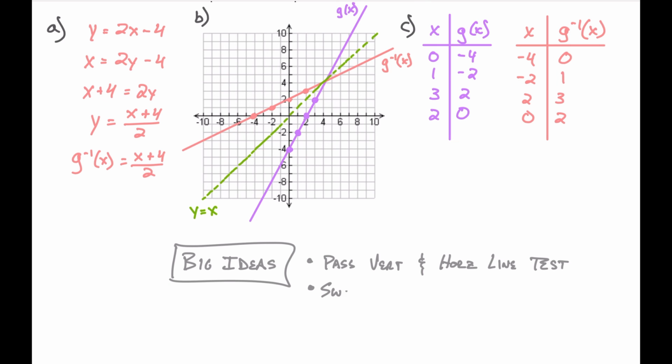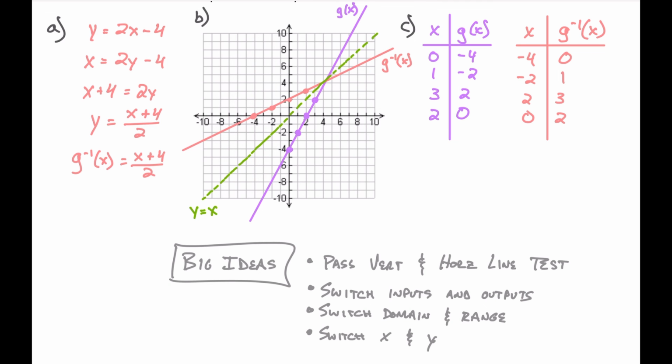Then you're going to switch your inputs and outputs, or in other words, you're going to switch the domain and range, or you're going to switch the x and y values, or the x and y variables, and solve. I say that solving, that's to create the equation. And what all of these things here are doing is they're creating an equation, or an inverse equation, that reflects across the line y equals x. And that's the big idea.